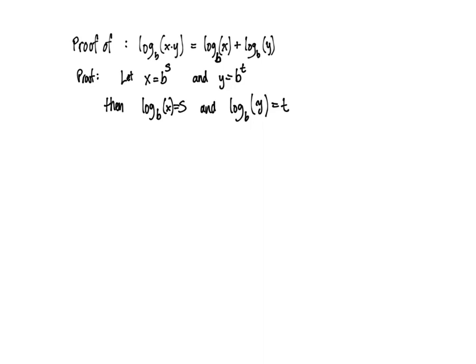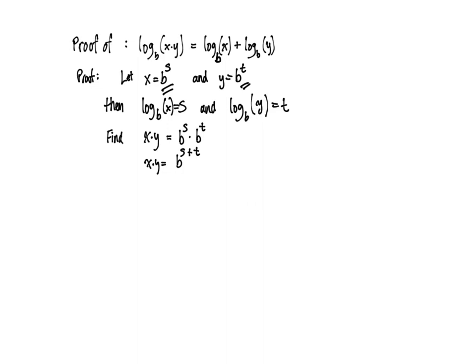From here, let's do a little calculation. Let's find what x times y is. So x times y is b to the s times b to the t. That was our definition up here of what x was and what y was. Now, we know the properties of exponents. When you have common bases multiplying each other, we can add the exponents. So x times y is b to the s plus t.